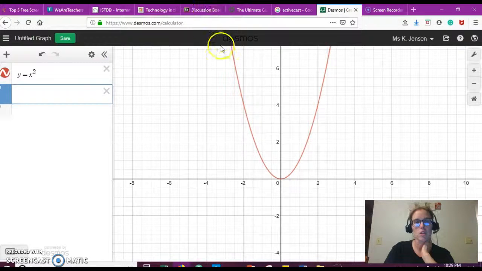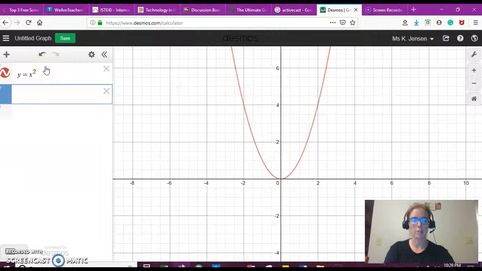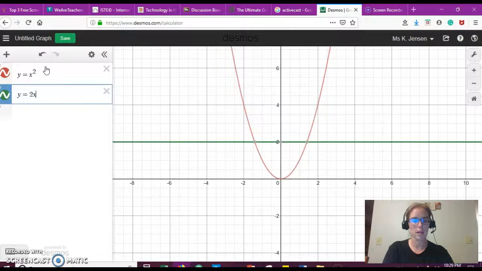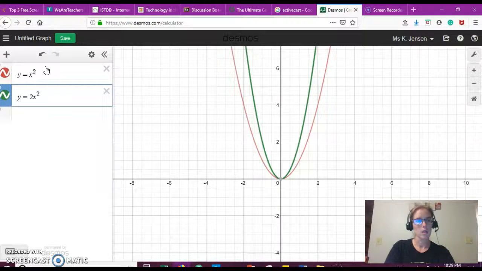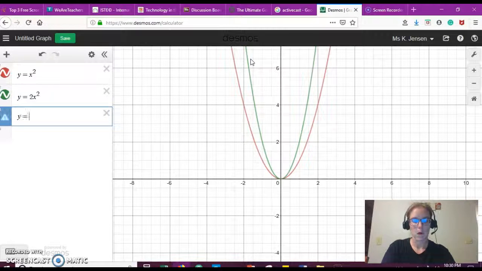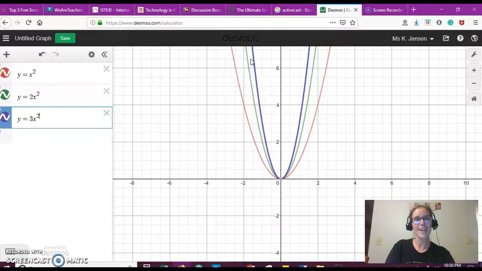So we go back to our parent function, y equals x squared. Now notice what happens if I go y equals 2x squared. If we were following order of operations to solve, we would square x, then multiply it by 2. Compared to the parent function, it got narrower. It stretched out and is following the y-axis. Now I go y equals 3x squared. It gets even narrower.